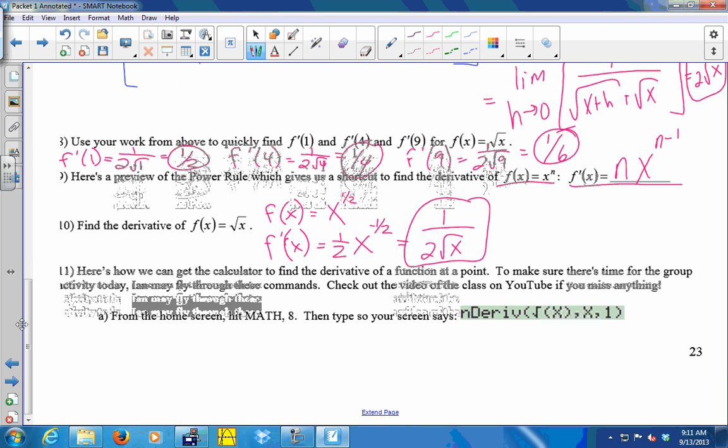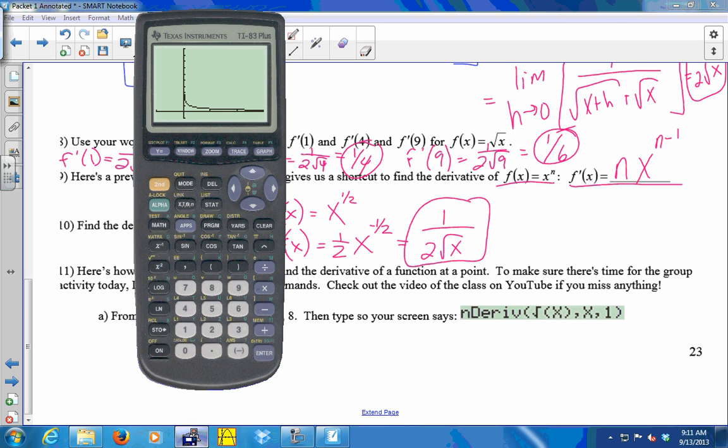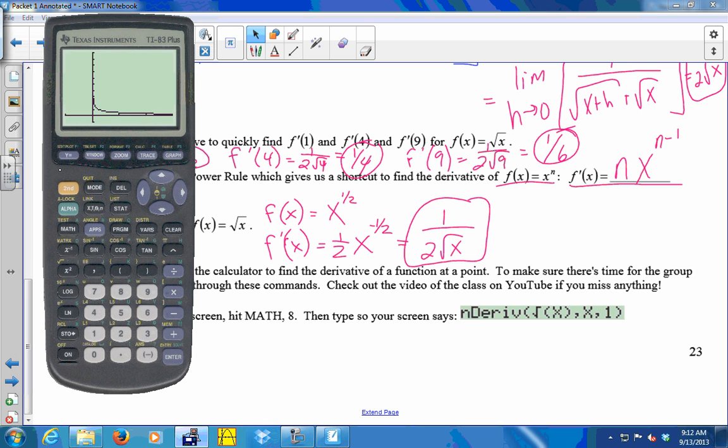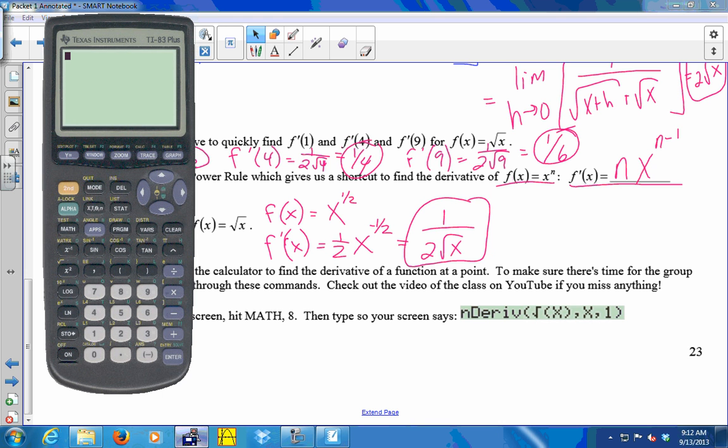You can also have your calculator find the derivative of a function at a point. I'm going to run through this pretty quickly. Okay, so let's say I want to find the derivative of square root x at 1. We already know the answer is supposed to be a half because we've done this all out by hand already. In the math menu, option 8 is nderiv. So that's the derivative. So you choose option 8.